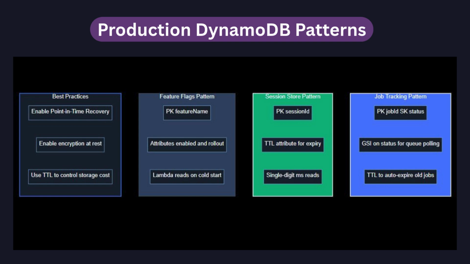A feature flags pattern stores configuration values that applications read on startup and cache in memory for performance optimization. TTL, time to live, is used to automatically delete expired data without manual cleanup. Point-in-time recovery, PITR, is enabled in production to protect against accidental data loss by allowing restore to any point in time.